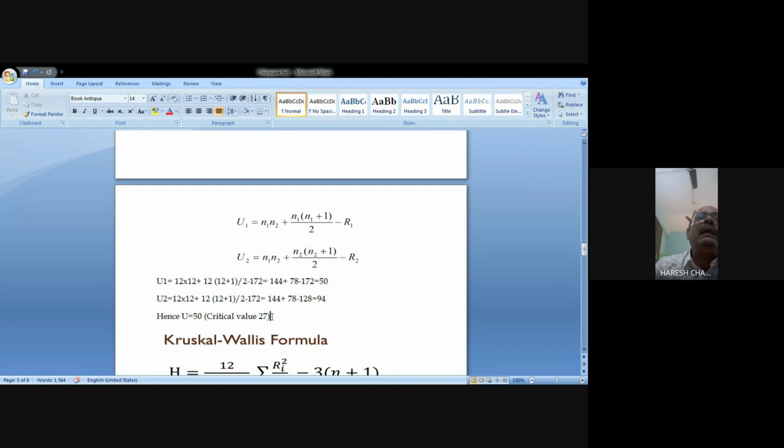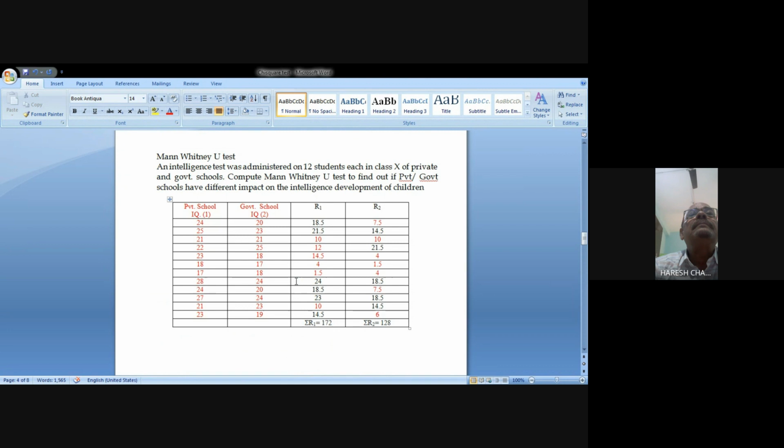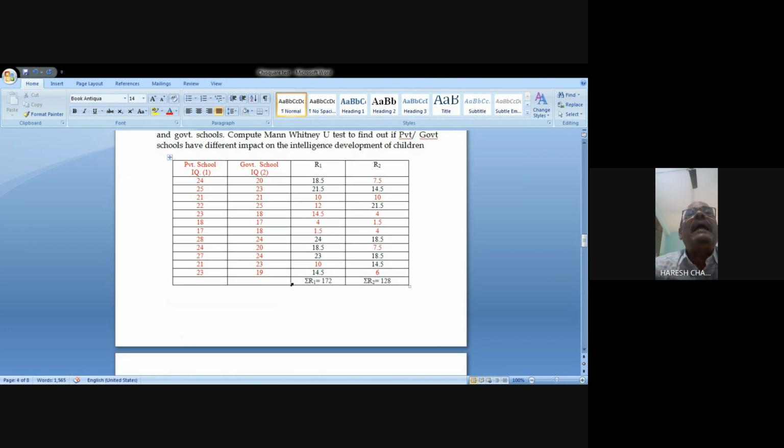The required critical value is 27 and your value is 50. Significant or not significant? Significant, sir. When your value is higher it is significant, therefore here you have to write p is less than 0.05. Means there is a difference.